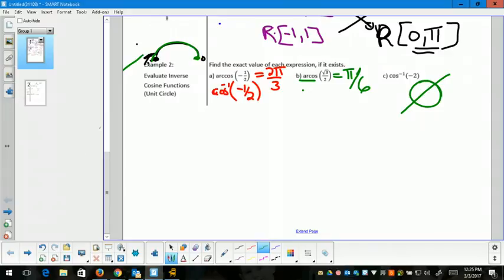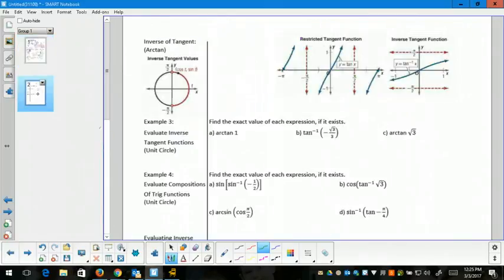Well, here, this is the good news. Cosine's the one we like because we don't have to think about negative angles. Here's the bad news. Tangent, guess which one tangent's like? Sine. It's like sine. You have to think about from -pi over 2 to pi over 2 for tangent also.